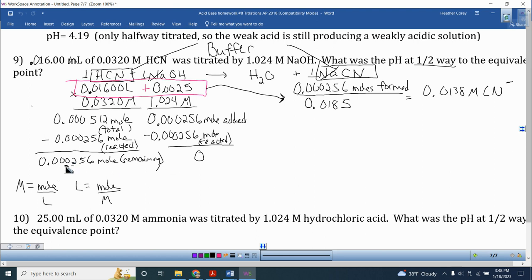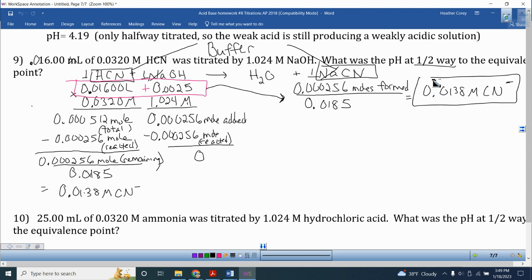When I look at the HCN, I have this number of moles. And then once again, I do have to use the total volume, which is 0.0185. And so the concentration of my HCN is the same. Okay, that's because half of the moles are left over, half of the moles are formed, and because you've added these two solutions together, they're both sitting in the same volume. And so they're both going to have the same concentration.